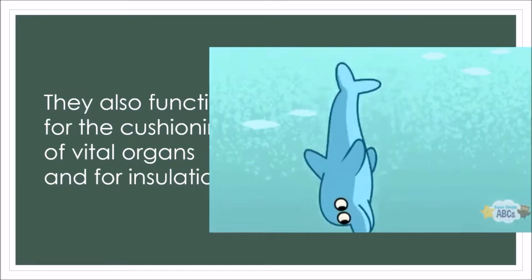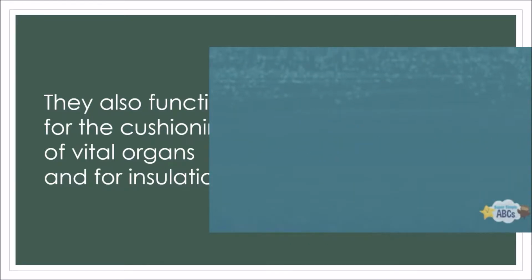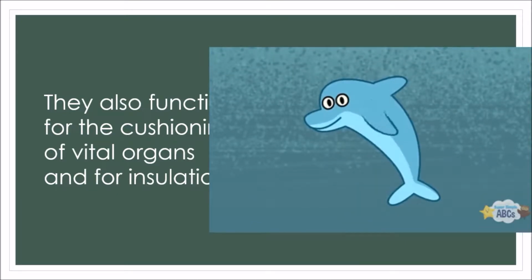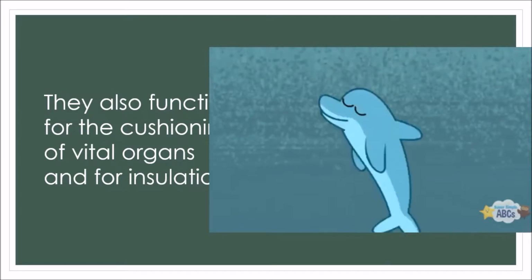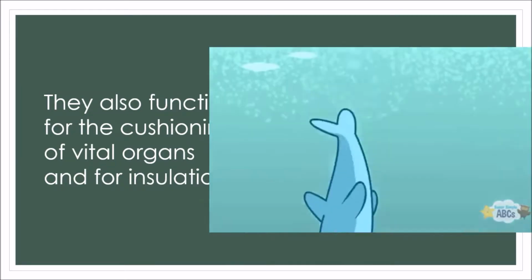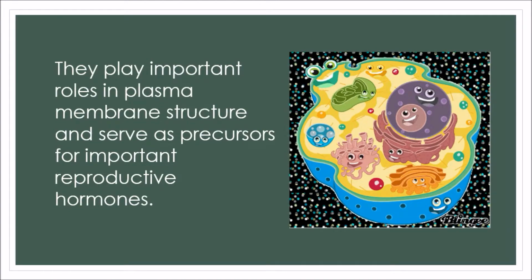Lipids also provide thermal insulation. In addition, your body utilizes lipids to generate heat when the external temperature drops too low. This helps to keep your body warm and maintain the proper body temperature. So, last but not least of the functions of lipids is to play an important role in plasma membrane structure and serve as precursors for important reproductive hormones. Lipids may provide the barrier that marks the boundaries of a cell. Perhaps they can also involve themselves with the cellular activities that may be frequently carried out.